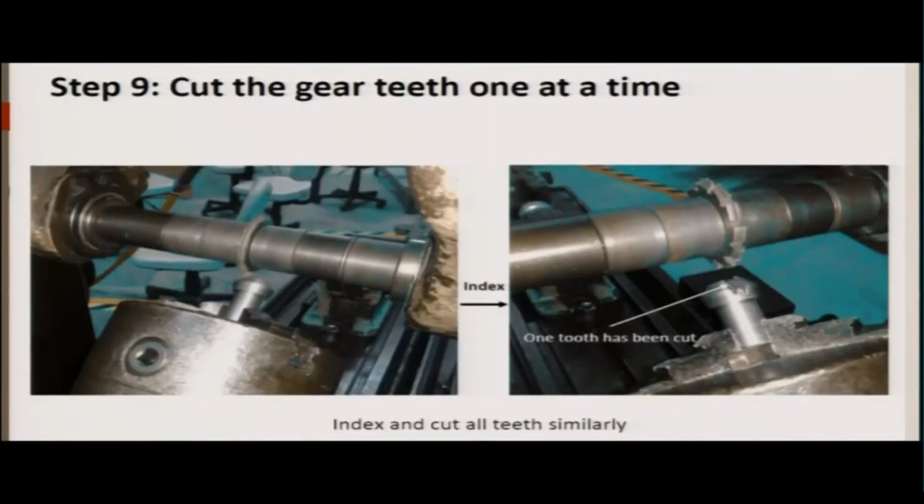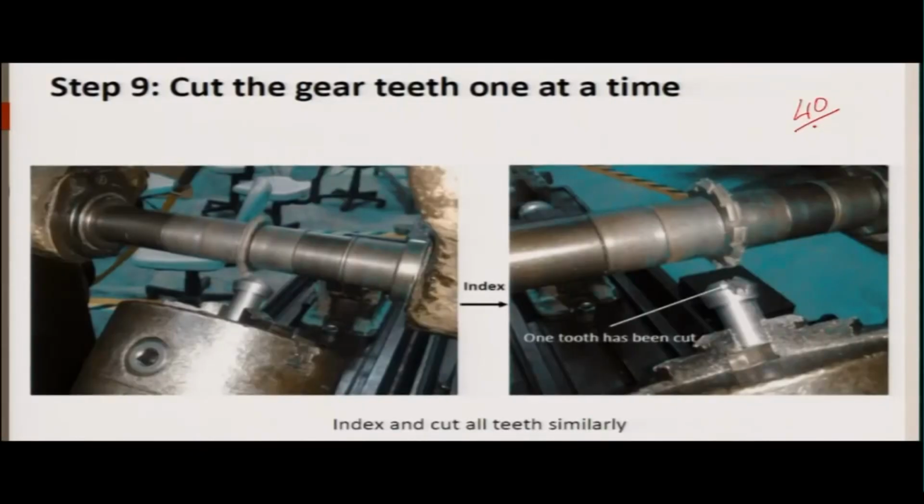So, all the other teeth you cut similarly after indexing using the indexing head. Once again you have to rotate the indexing head a complete circle depending on the number of teeth that you are cutting. Suppose you are cutting more than 40 teeth. Okay. The same formula can be used, 40 by, let us say, 60. So, it will be 4 by 6, and 4 by 6 means 12 by 18, all right.